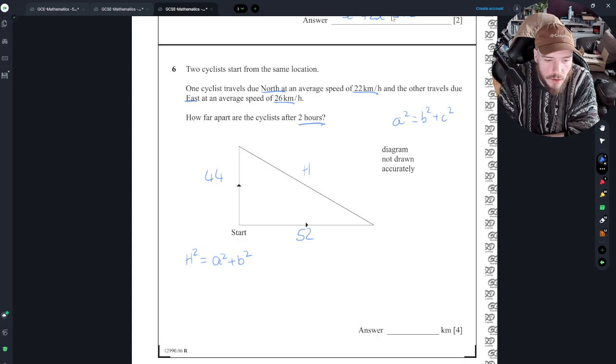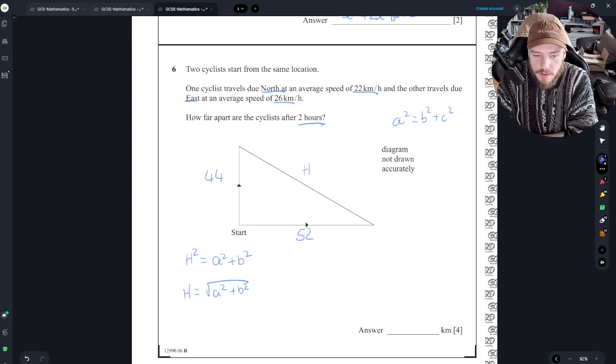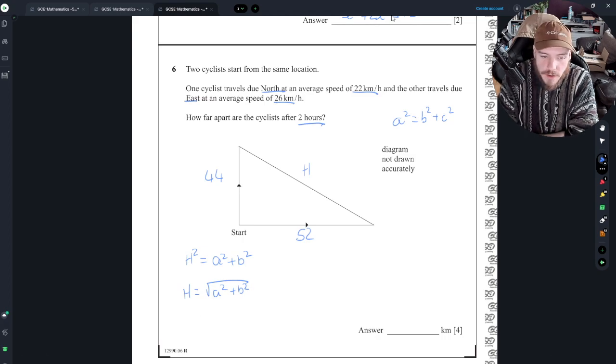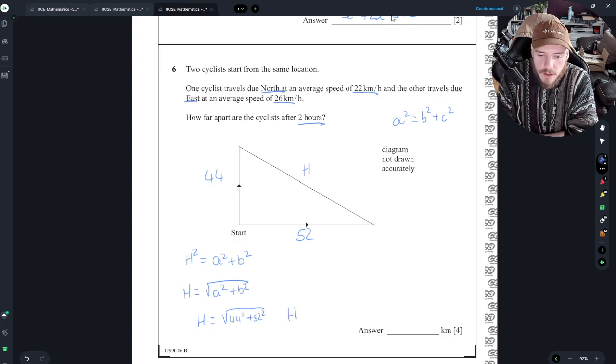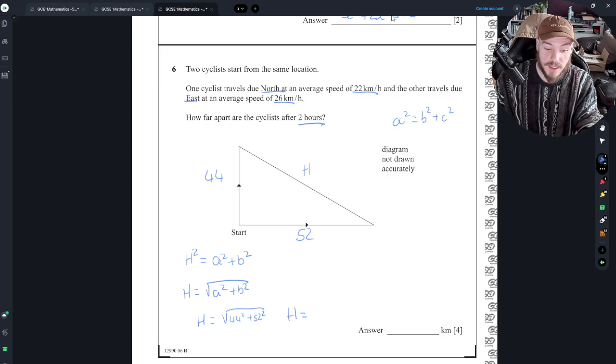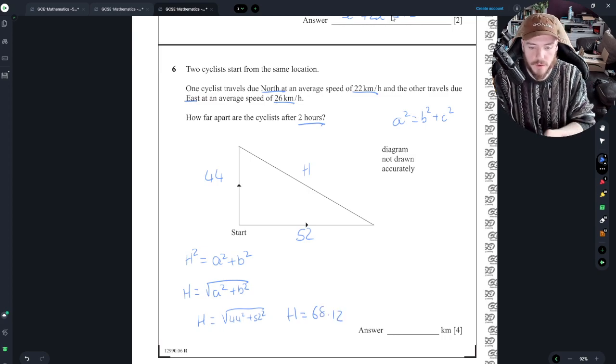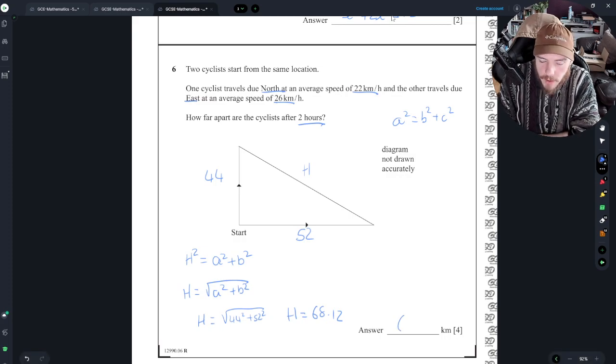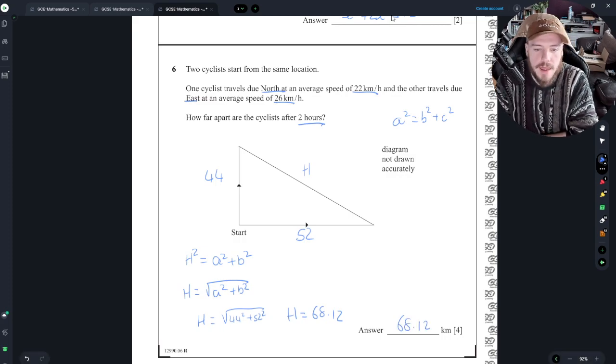Okay, so what I'll do is I like to rearrange my formula before I put any values in. So h will be equal to the square root of a squared plus b squared. So h will equal the square root of 44 squared plus 52 squared. Okay, so h will be equal to 68.12. Okay, I'm going to keep it to 2dp. All right, 68.12, and that's what we would expect.